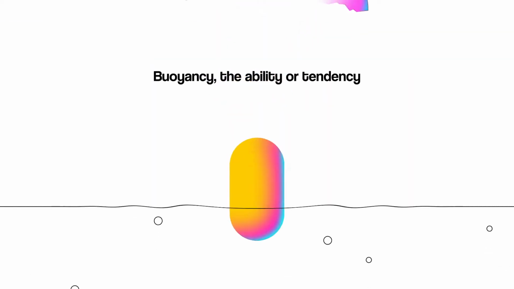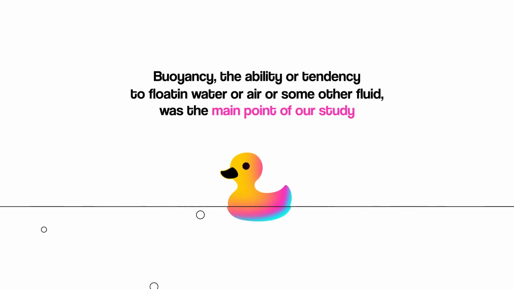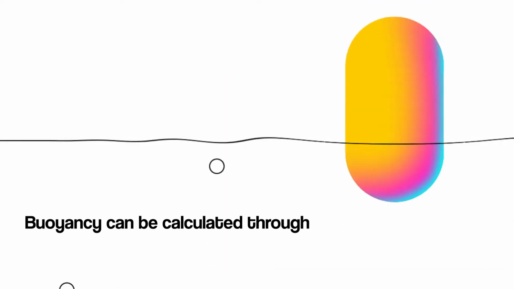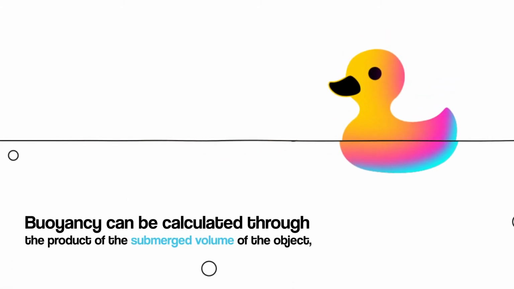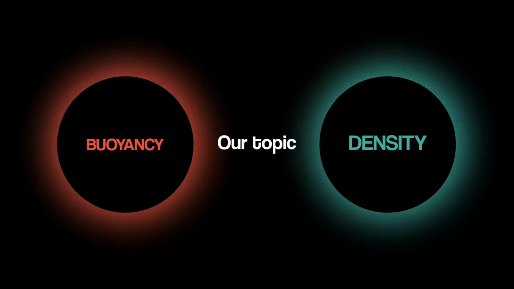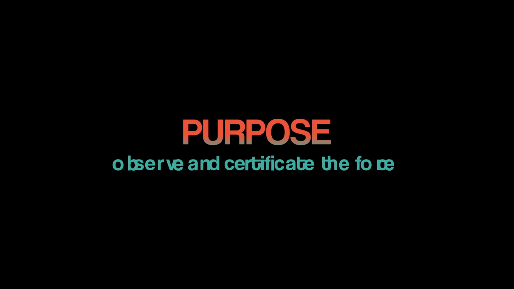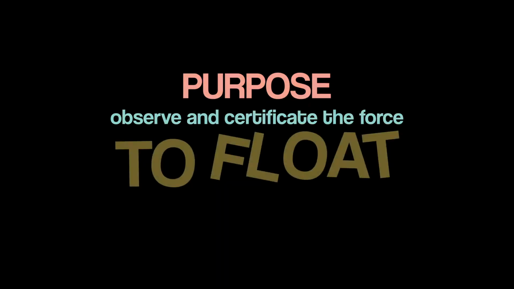Buoyancy, the ability or tendency to float in water or air or some other fluid, was the main point of our study. Buoyancy can be calculated through the product of the submerged volume of the object, the density of the fluid the object is submerged in, and the force of gravity. Our topic is about buoyancy and density, which are the factors that contribute to the sinking and floating of matter on water. Our purpose in this experiment is to observe and certify the force that allows materials to float.